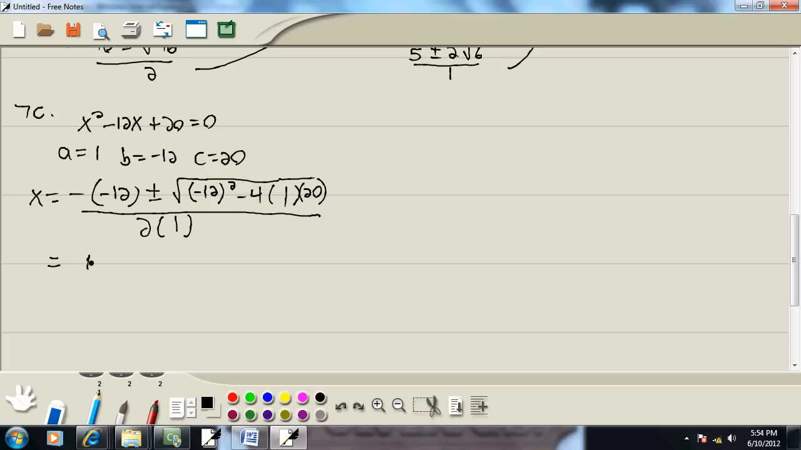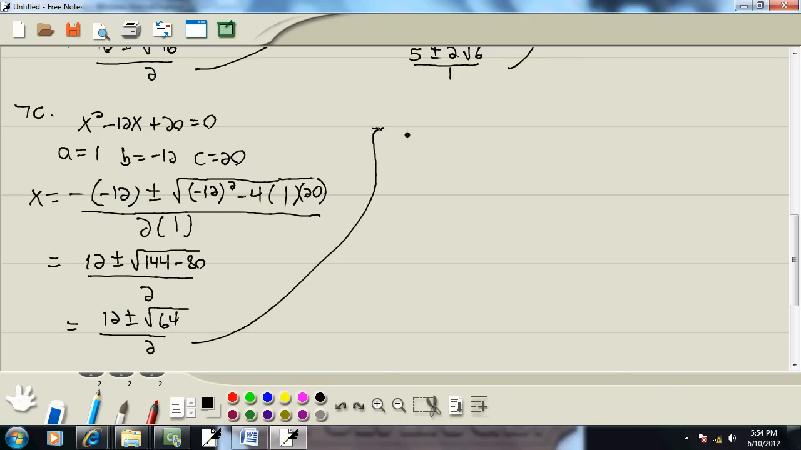So negative negative gives us positive 12, plus or minus the square root of, what's that, 144? Negative 12 squared. Minus 4 times 1 is 4, times 20 gives me 80, over 2. Which gives us 12 plus or minus the square root of 144 minus 80, which is 64. Which gives us 12 plus or minus the square root of 64, which is 8 times 8.